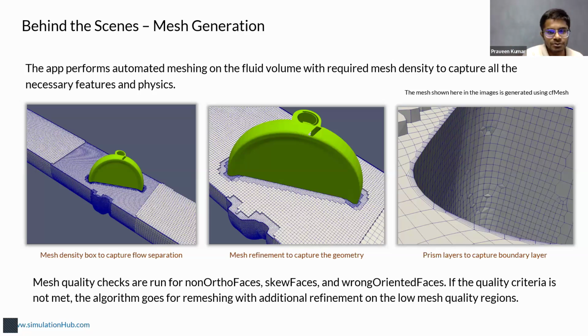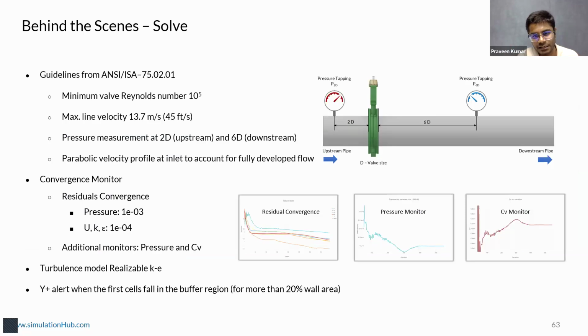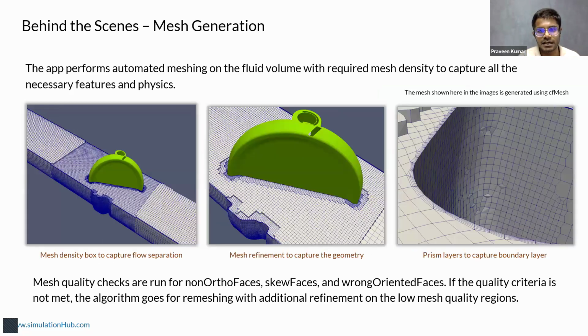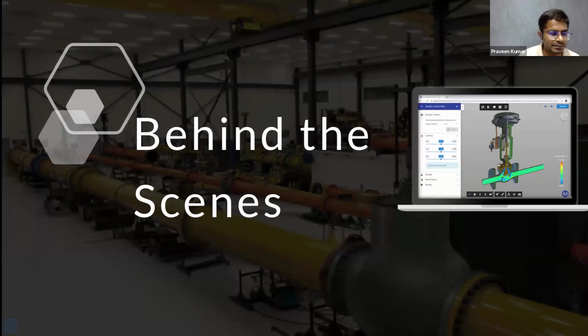So this is it, and even the other processes like the residual convergence and monitoring of pressure and CV monitor, everything is done by the autonomous algorithm. So it uses both automation plus AI to predict the convergence and monitor the convergence and things. Yeah, I think I've answered the question.